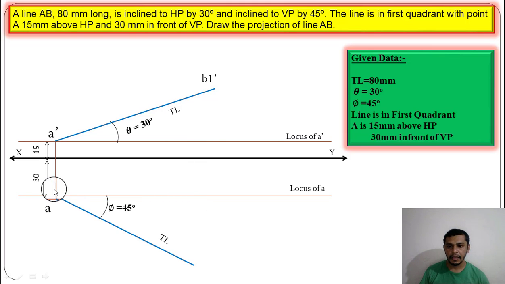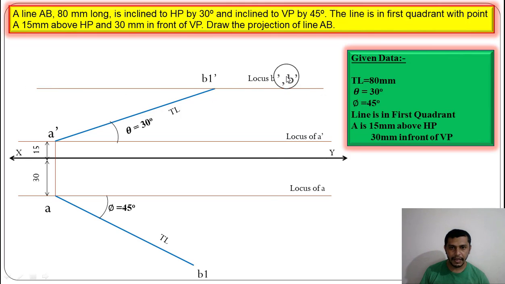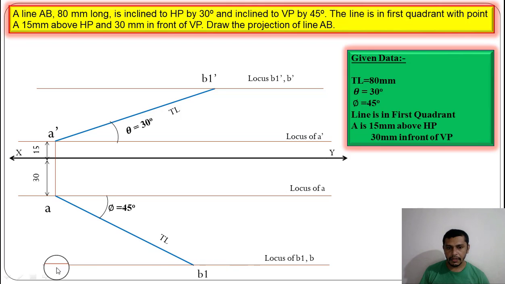So from point A, draw a line inclined at an angle of 45 degree, that is our phi, angle of inclination with the vertical plane, with true length. This point will be B1 point. Now draw the locus of B1 dash, that will also be the locus of B dash, and draw the locus of B, that will be the locus of B1 also.